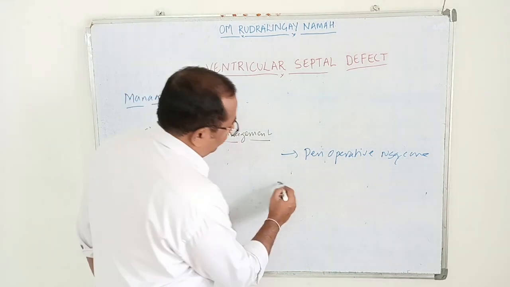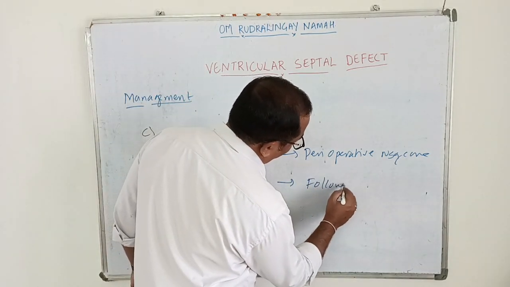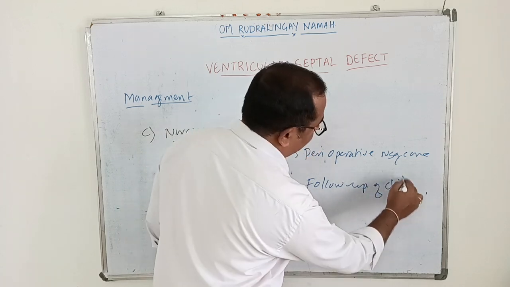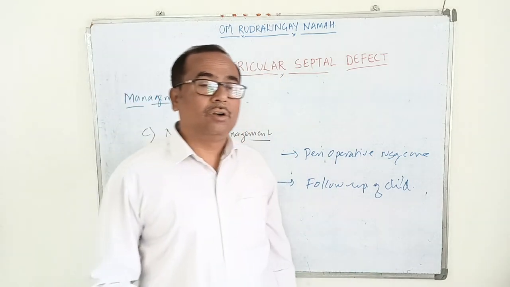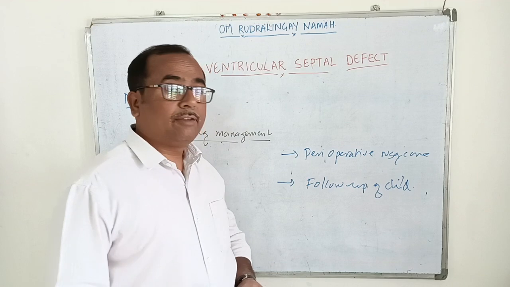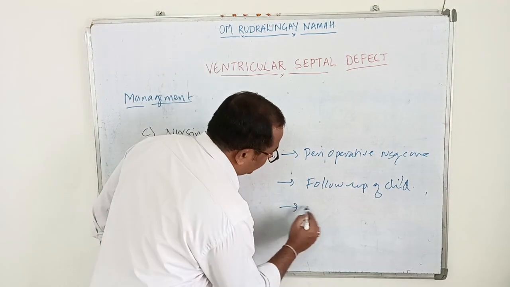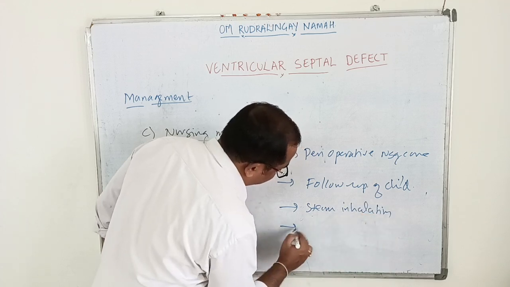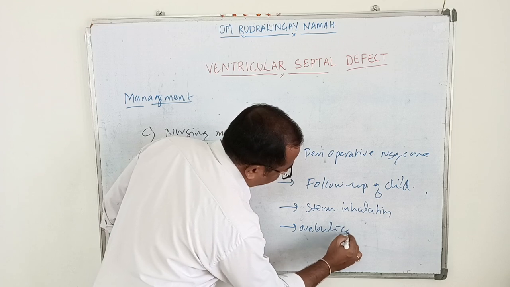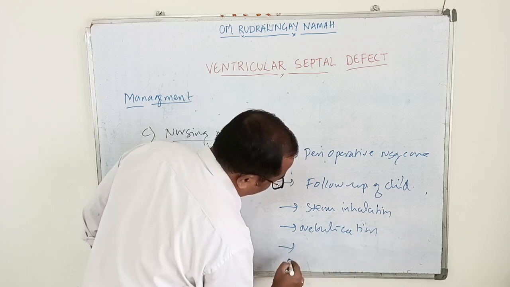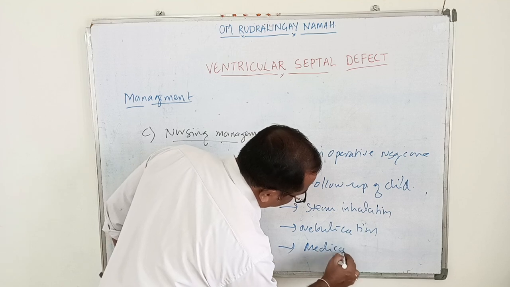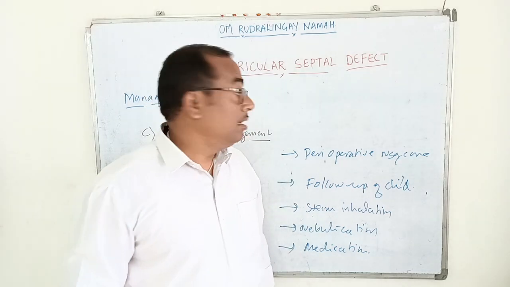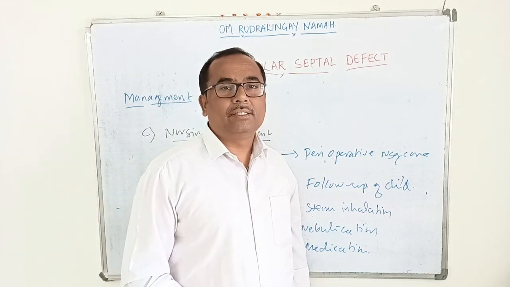We have to do a close follow up of the child until the problem is solved and the disease is cured. We need to give steam inhalation and nebulization, and apart from that we need to give medication as advised by the pediatrician. So these are the nursing interventions we need to carry out to manage the ventricular septal defect.